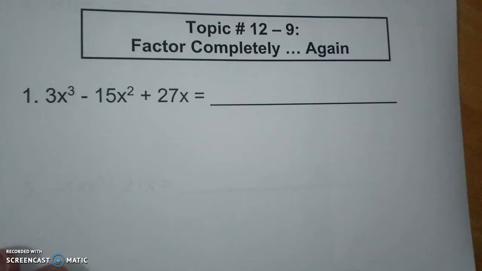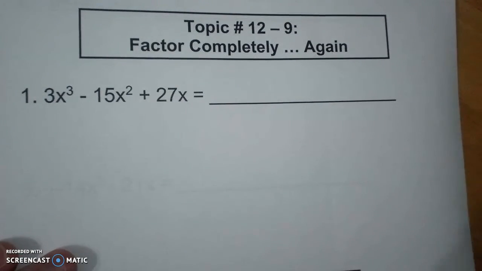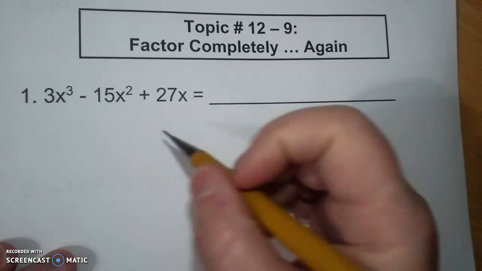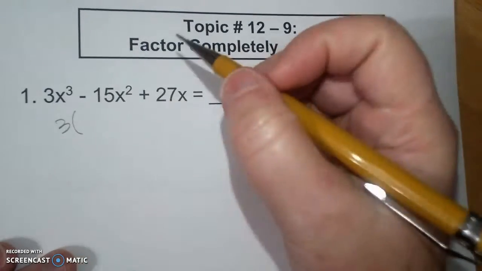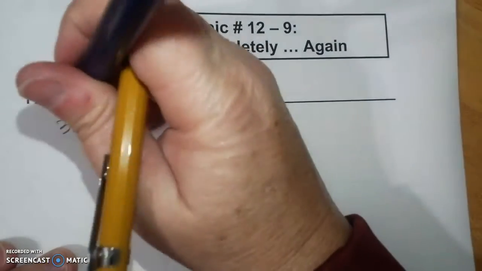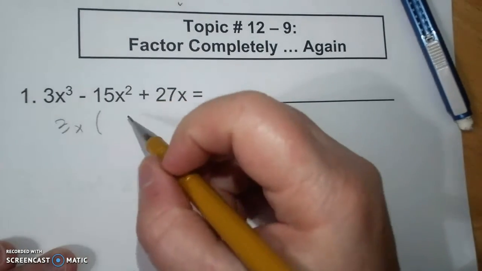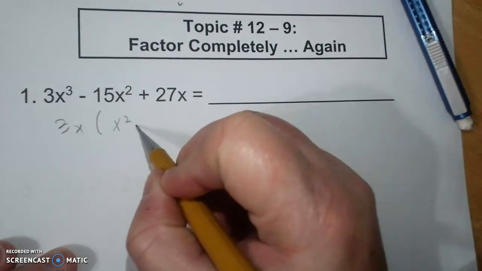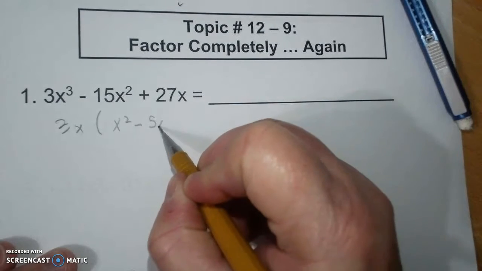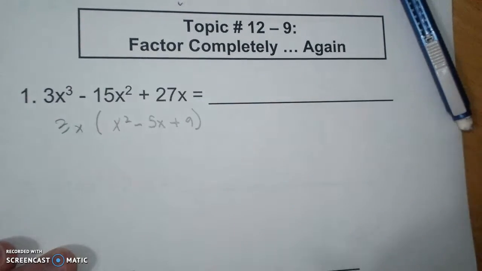Factor, factor, factor, factor again, our 9th time of factoring. So we're going to factor completely again. So I'm going to take the GCF out. 3 times, there's a 3 and an X, and an X becomes X squared minus 5X plus 9.